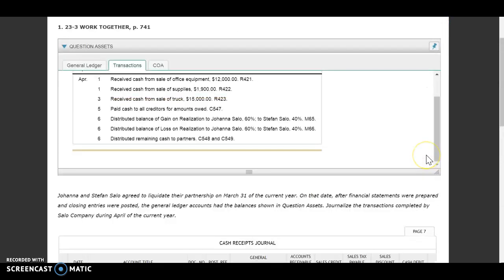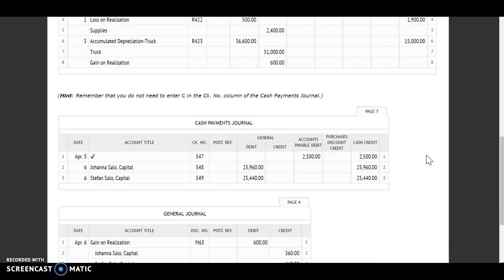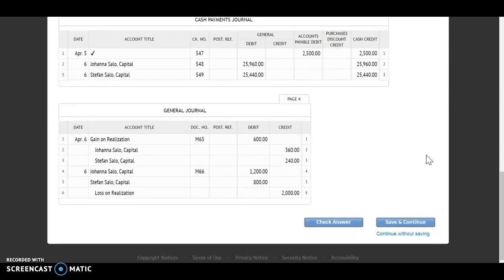Okay, those are all of our transactions. We recorded our losses and our gains. We paid our debtors, or our creditors, sorry. We closed our gain on realization and our loss on realization, and then we paid out cash to our partners.